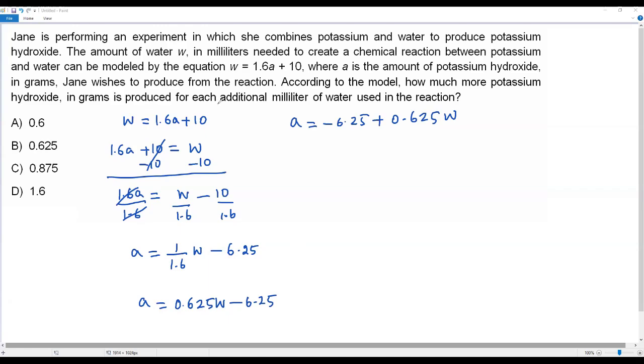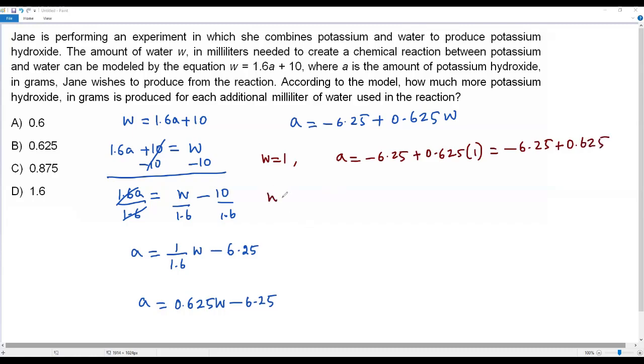According to the question, we have to find how much more potassium hydroxide in grams is produced for each additional milliliter of water used in the reaction. First, I'm going to plug in W = 1 in this equation, to find the amount of potassium hydroxide produced for 1 milliliter of water. Then I'm getting A = -6.25 + 0.625 times 1, which simplifies to -6.25 + 0.625.